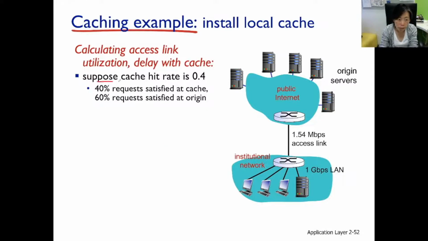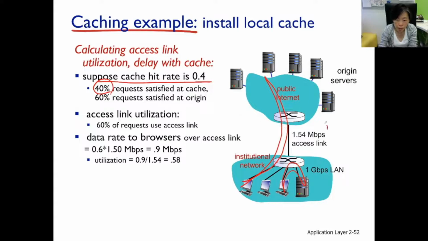Yeah, let's suppose the hit rate is 0.4. Then 40% of the requests will just stay here. Only 60% goes out and back. Great. So we know the access link utilization is 60% of scenario one. And how much is that? 60% of the traffic on the 1.45 megabits access link is only 58%. So we cut the utilization from 99% to 58% if we ended up having this hit rate.